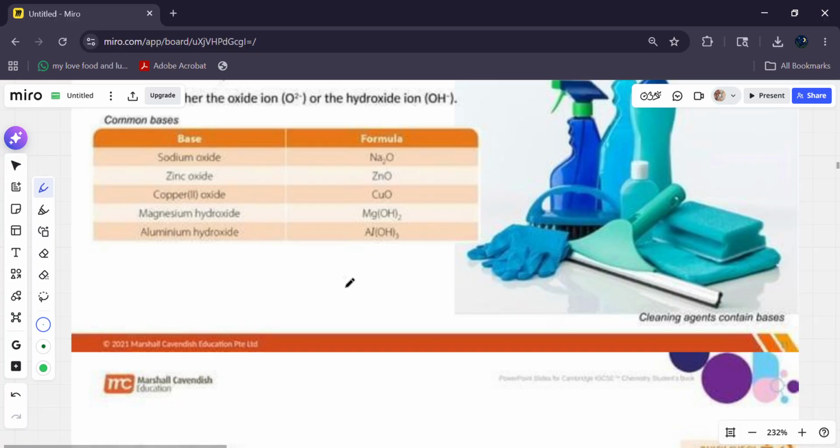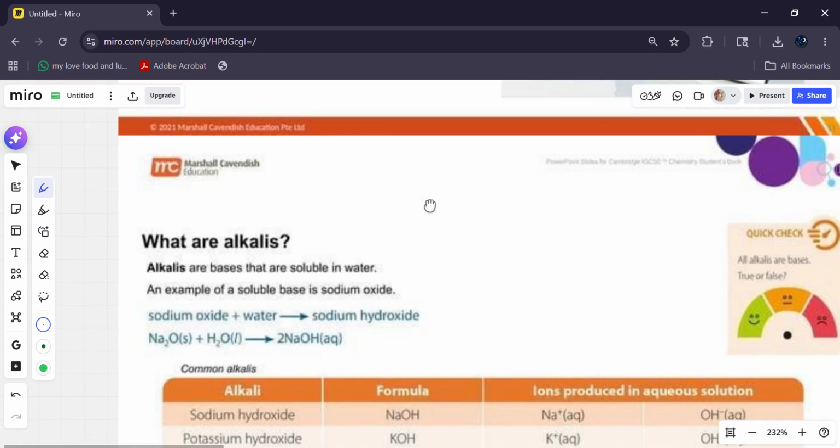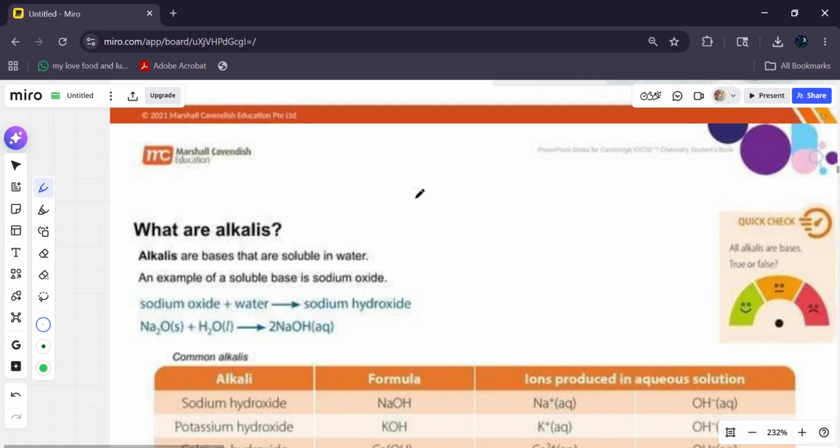Now, what you should know is what alkalis are. Alkalis are bases that are soluble in water. Most bases are insoluble in water. For example, copper 2 oxide cannot react or dissolve with water. Alkalis are bases that can dissolve in water. They are soluble in water. An example of a soluble base is sodium oxide. Sodium oxide is an alkali.